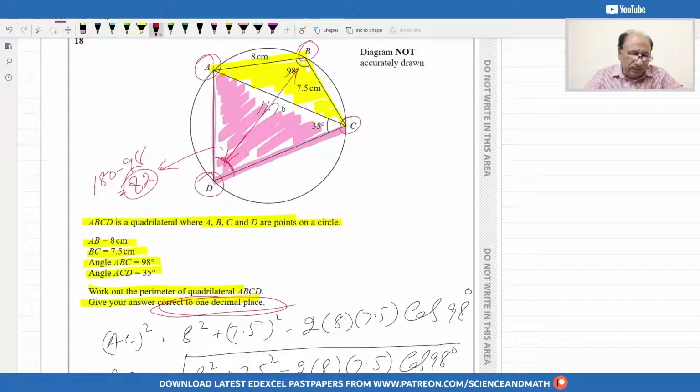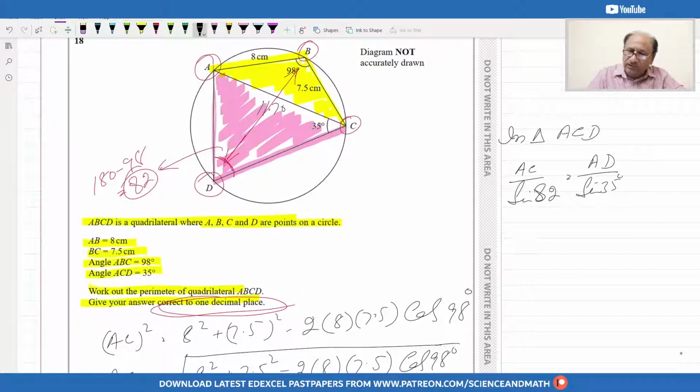Now we can apply the sine rule. In triangle ACD, AC over sine of 82 is equal to AD over sine of 35 degrees, and AC is 11.70. So AD, we can simplify, will be 11.70 into sine of 35 degrees divided by sine of 82 degrees.